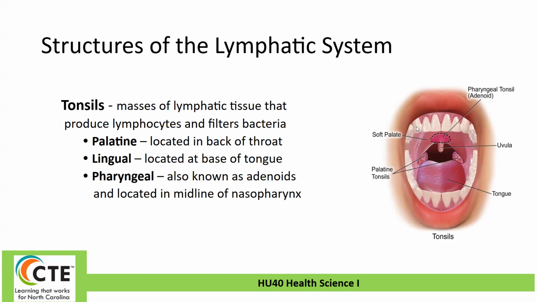So we have what's called our palatine. This is located at the back of our throat. These two glands here are what's known as our palatine. And then we have our lingual. This is located at the base of the tongue. You can't see it in this picture here. It's not labeled, but it would be down here. And then we have our pharyngeal. This is the part at the top of our mouth, right where our nose and our pharynx meet.